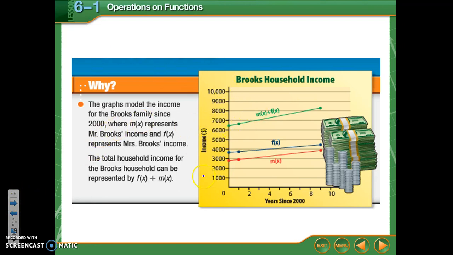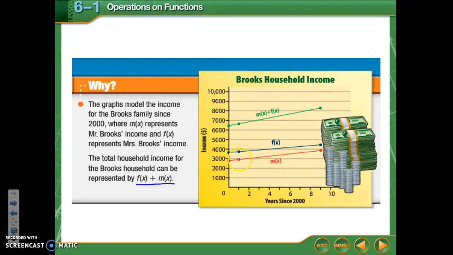Alright, if we just take a look real quick at this example, this red line m of x represents Mr. Brooks' income, and the blue line f of x represents Mrs. Brooks' income, so the total income for their household would be f of x plus m of x. So both of these are functions. We can tell that they are lines. And if I add them together, I get this new line up here.